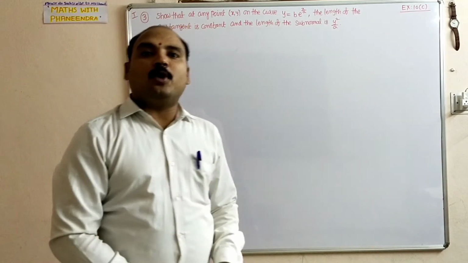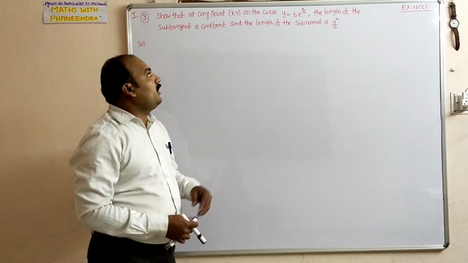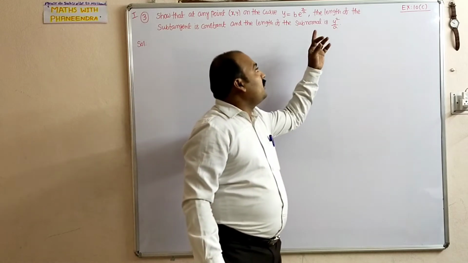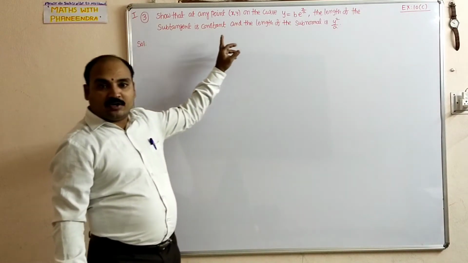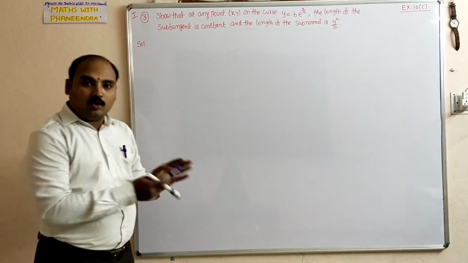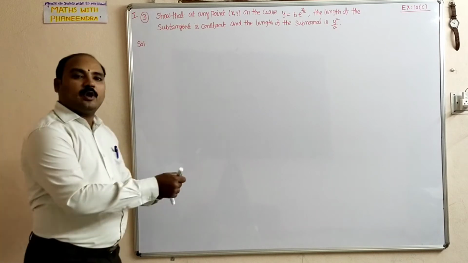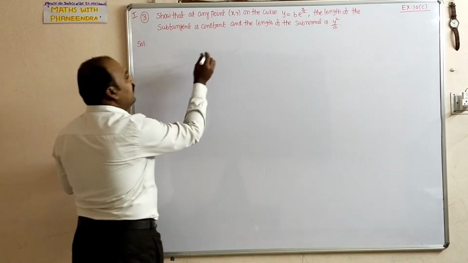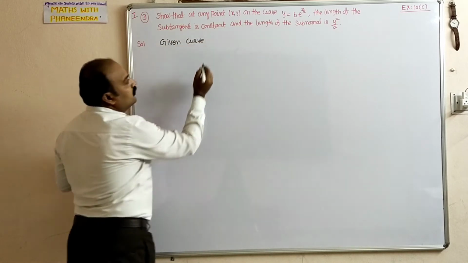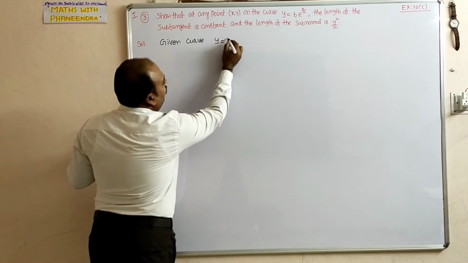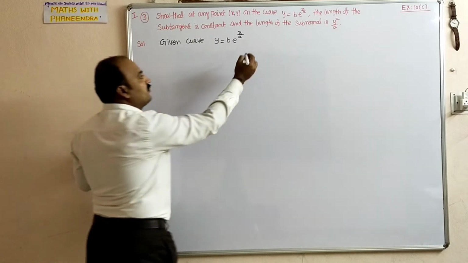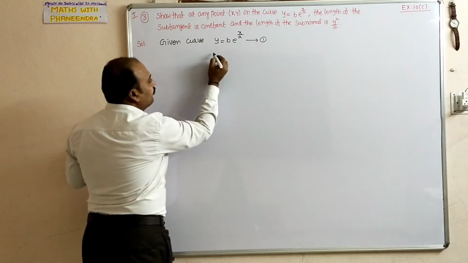Show that at any point x comma y on the curve y equal to b times e power x by a, the length of the subtangent is a constant and the length of the subnormal is y square by a. We have to prove the two results. First, consider the given curve, whatever is given: y is equal to b times e power x by a. Now differentiate with respect to x. We put this as equation number 1.